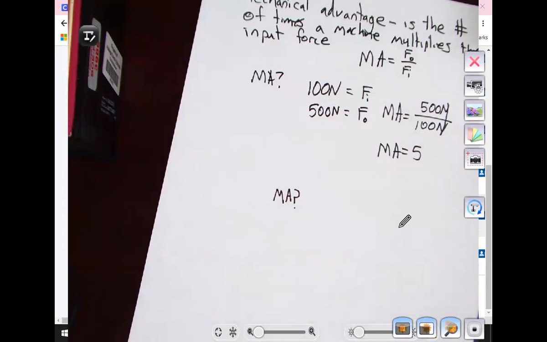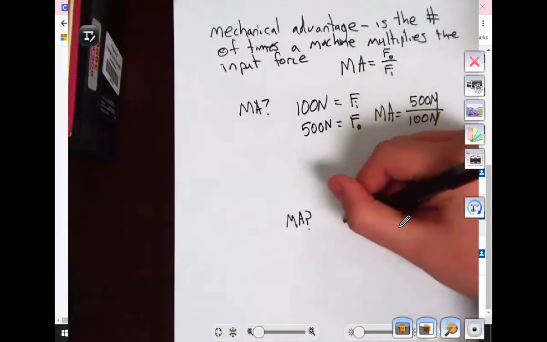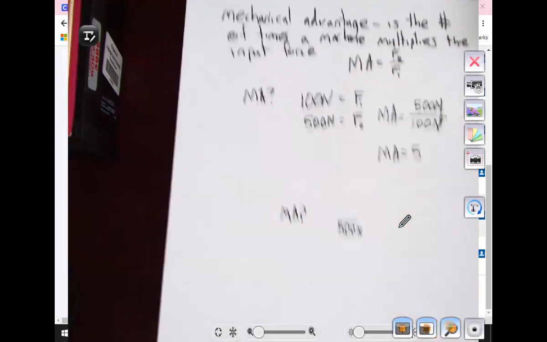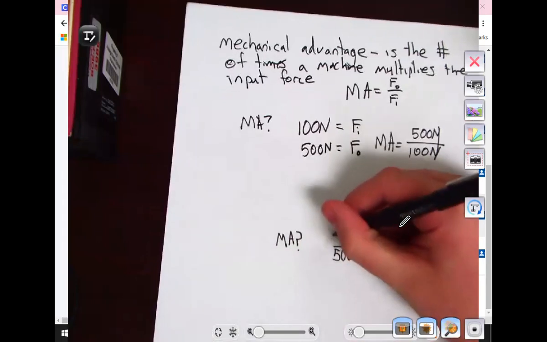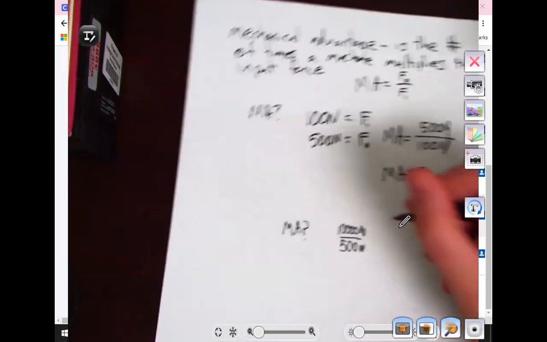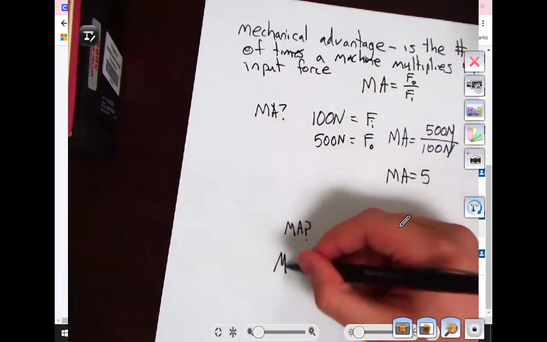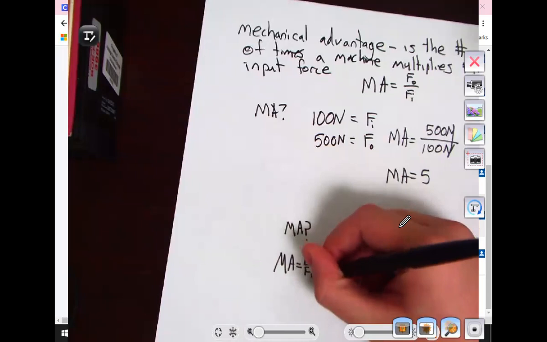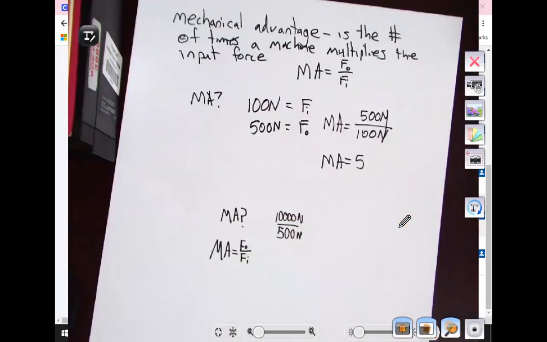So what do we know in this problem? 500 newtons is something. Is that the FI or the FO? Force input. Yes, so 500 newtons is the force input. And what's the force of the machine? 10,000. Mm-hmm. What's the formula for mechanical advantage? The machine's force, which is the FO, is 10,000. The person's force, which is 500, is the FI. And so 10,000 divided by 500 is equal to. Hold on.